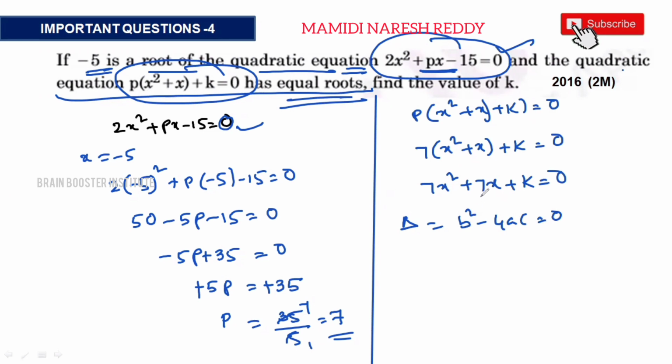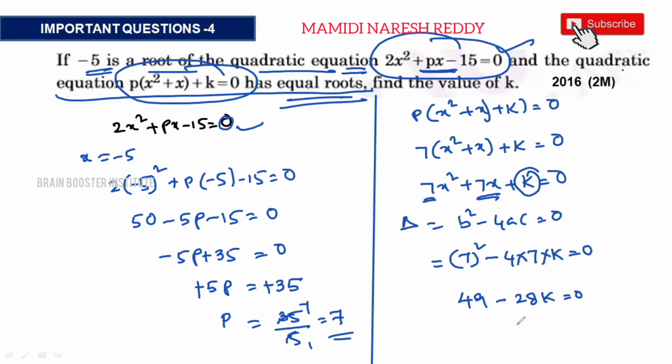So what is b, my dear friends? It is the coefficient of x, which is 7. So 7 whole square, please substitute here, and minus 4 into a, which is the coefficient of x², so 7 and 7 I'm writing. And c is nothing but the constant, which is k. So I'm substituting k here. That is equal to 0.